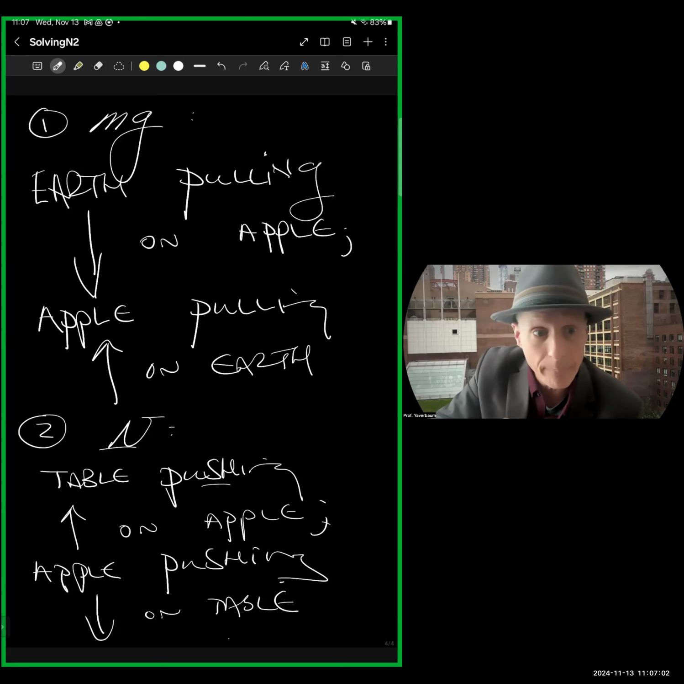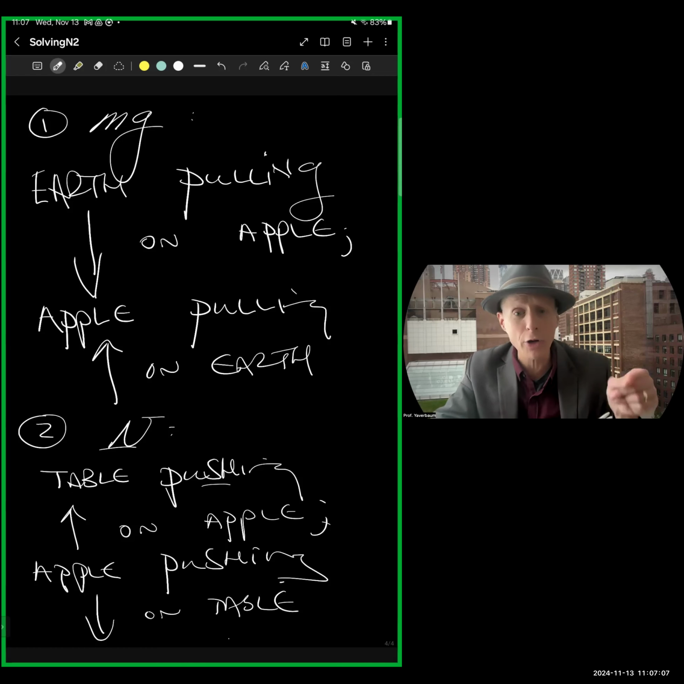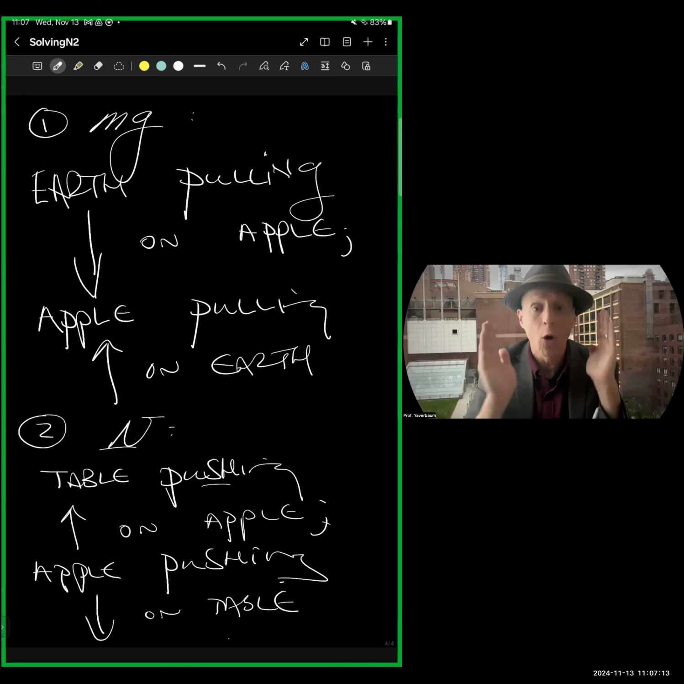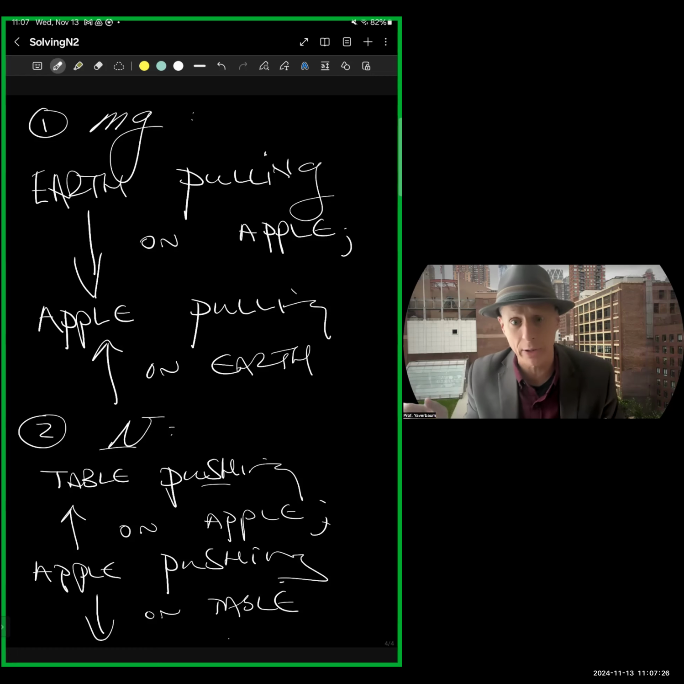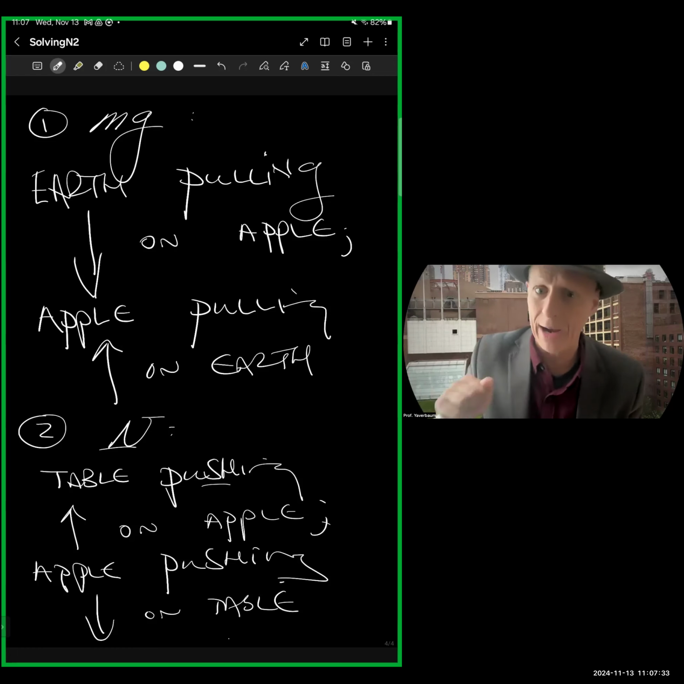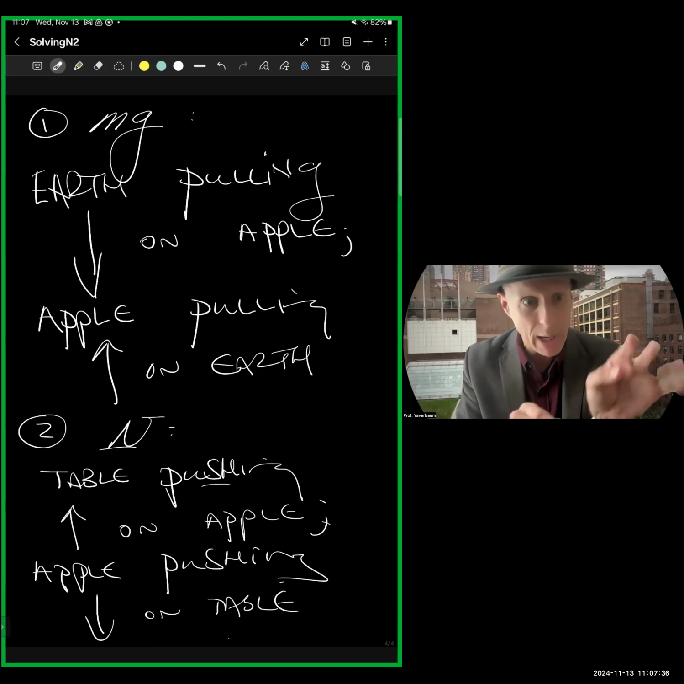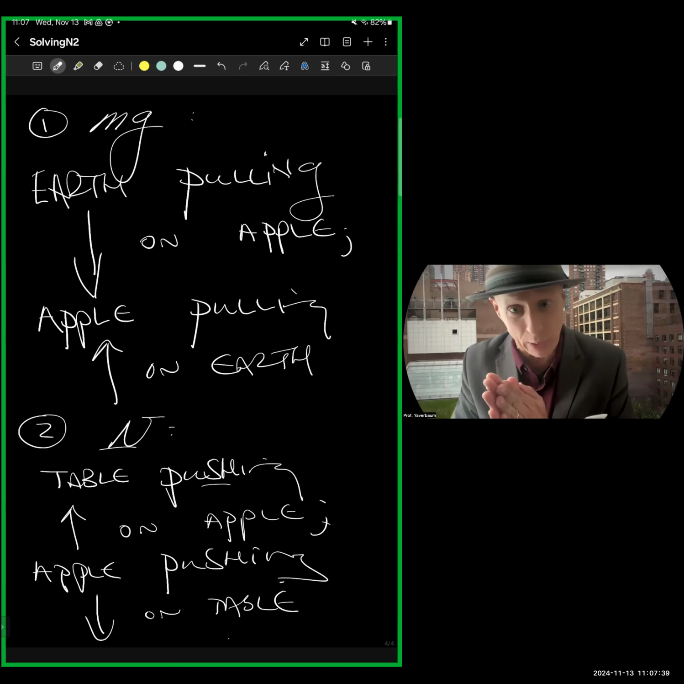Last thing about this. Notice the symmetry of the patterns of the way these are written. Earth pulls down on apple, apple pulls up on earth. Once you write one down, even if you're not looking at a picture, you could write the other one down just by looking at the words. The earth pulls down on the apple, therefore the apple pulls up on the earth. It's tug of war. Similarly, the table pushes up on the apple, therefore the apple pushes down on the table. It's always the same word in both cases, and it's always a flip of direction. This is what Newton's third law means.